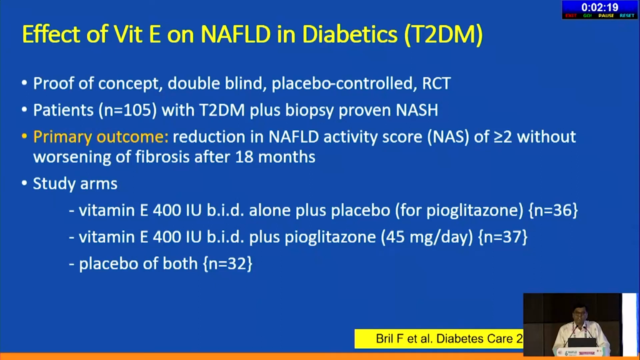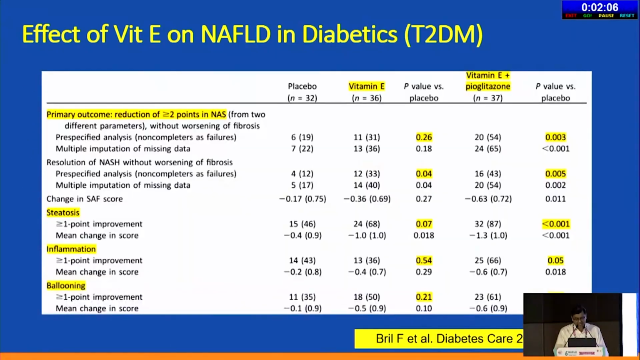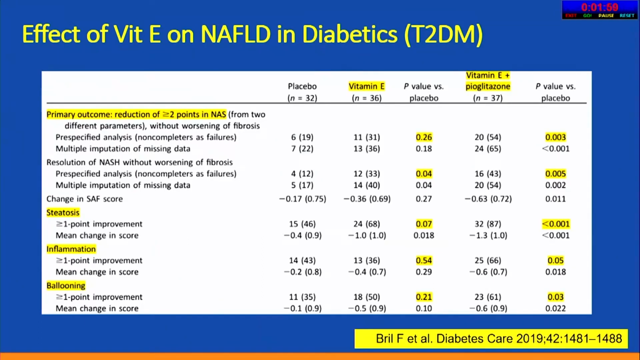The first group was vitamin E, 400 milligram BD plus placebo for pioglitazone. The second group was given both things, vitamin E plus pioglitazone, and the third group was given placebo for both the drugs. And here we have the result: the primary outcome measure was a reduction of 2 points or more in NAFLD activity score, which was significantly seen in those where pioglitazone plus vitamin E both were given as compared to vitamin E alone. And similarly, other individual components of liver inflammation markers were also reduced when the combination therapy was given.